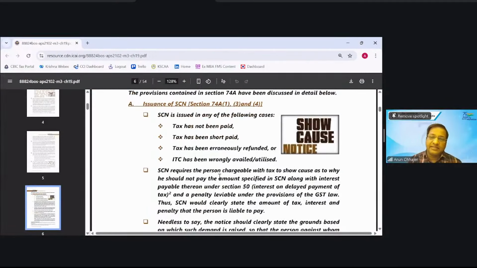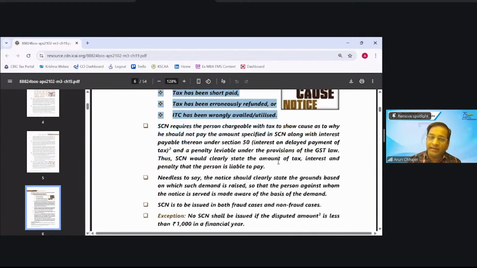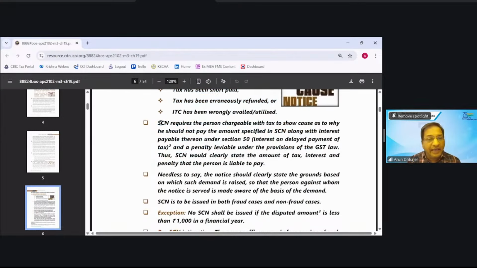Okay. What is the 74? Let's read. Issuance of the show cause notice. SCN is issued in any of the following cases. So we have discussed tax not paid, short paid, erroneously refunded, ITC wrongly availed, or ITC wrongly utilized. SCN requires the person chargeable with tax to show cause as to why he should not pay the amount specified in the SCN, along with interest under section 50 and penalty.